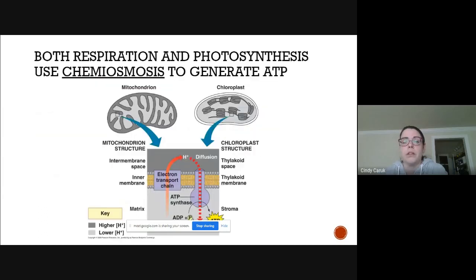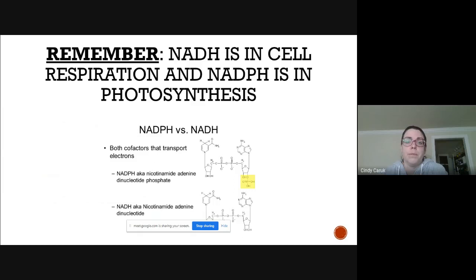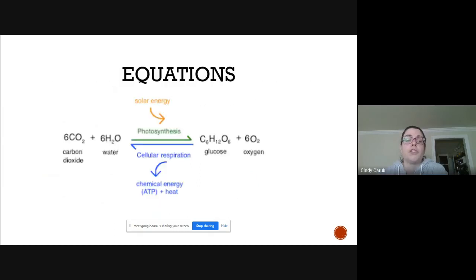So it's important that you see that chemiosmosis to generate ATP is in both cell respiration and photosynthesis, right? And just please don't get your NADH and NADPH confused, all right? And make sure you know your equations. These are not fully balanced equations. So for instance, over here should be 12 water, and we should have an addition of 6 water over here, right? This is a simplified one.